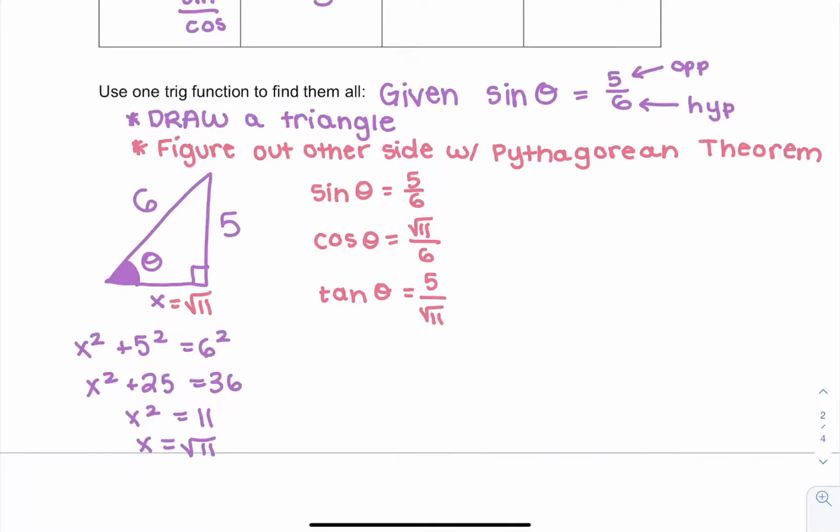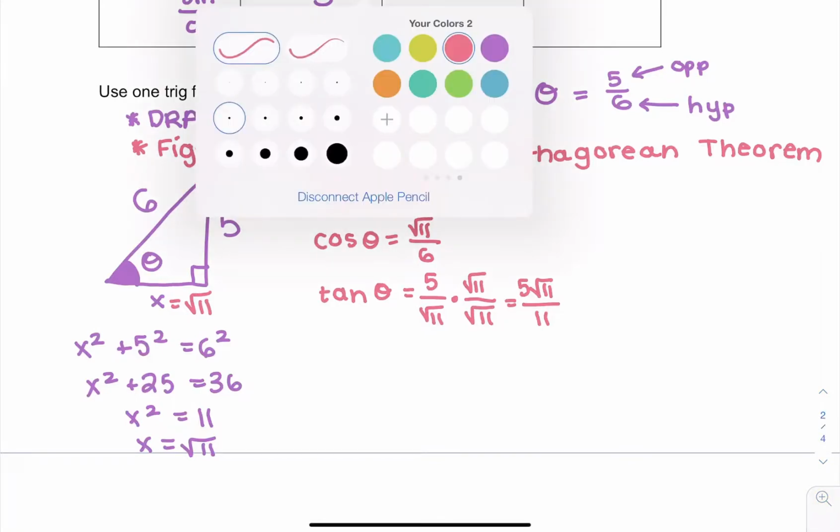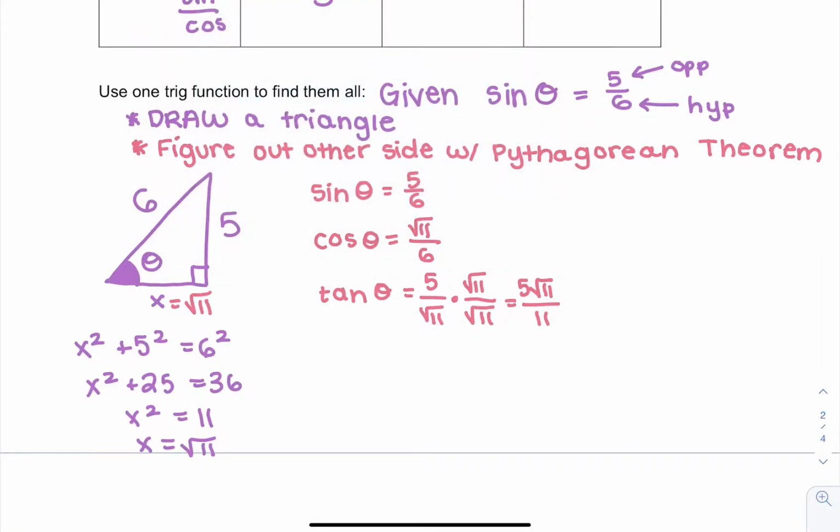But then we have to rationalize, because there is a square root of 11 in the denominator. What we're going to do is multiply by square root of 11, both numerator and denominator, to get 5 square root of 11 over 11. And now we are going to figure out the other 3 trig functions.